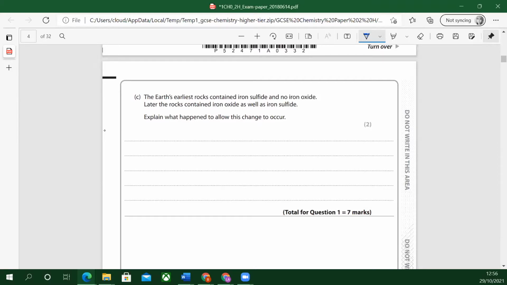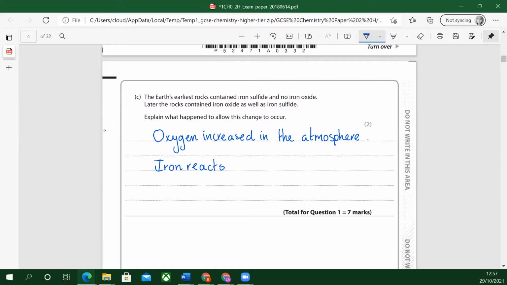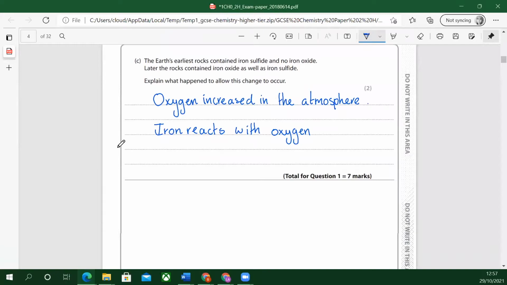What happens to allow that change to occur? So this is because oxygen increased in the atmosphere, and iron reacted with the oxygen, or reacts, it's still left today, with oxygen. Okay, that was 2 marks. Nice, another 2 easy marks. There's nothing too hard so far. Sometimes it's just reading the question more than anything, it's not a difficult answer for any of these.